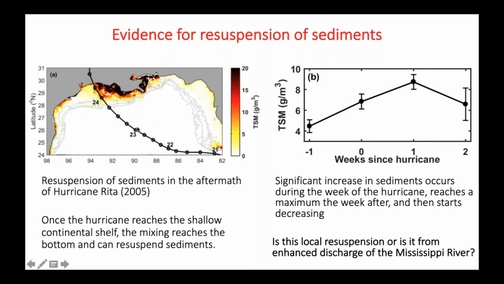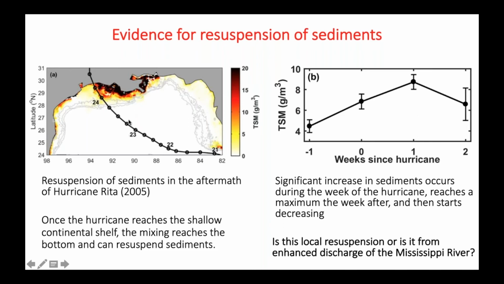As we've seen earlier, hurricanes are very good at mixing up the upper ocean. When they are over the deep ocean, the mixing is mostly in the upper ocean and it doesn't feel the bottom. But once the hurricane gets closer and closer and into the continental shelf, where the depths are as small as 50 to 100 meters, the mixing reaches the bottom and is able to resuspend sediments that have been buried there.